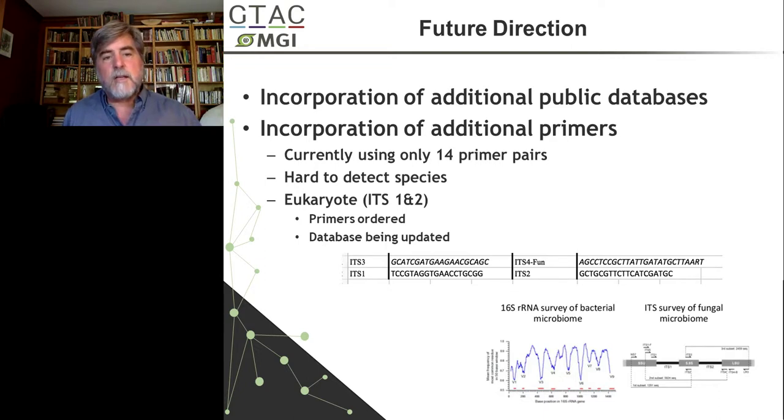In addition, we'd like to be able to do eukaryotic calls as well. We'd like to be able to detect various fungal species, and so we'll be using the ITS 1 and 2 genes to do that.